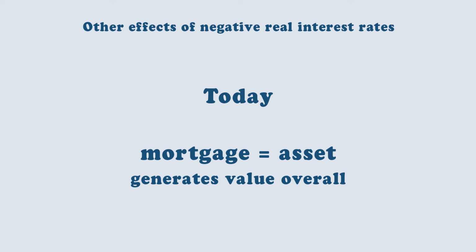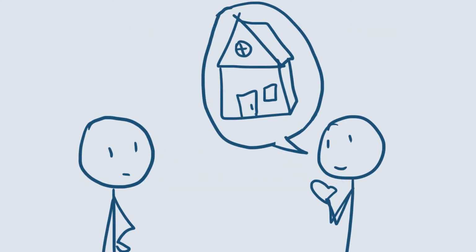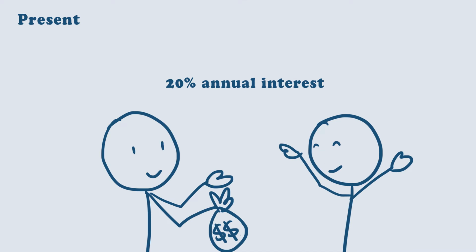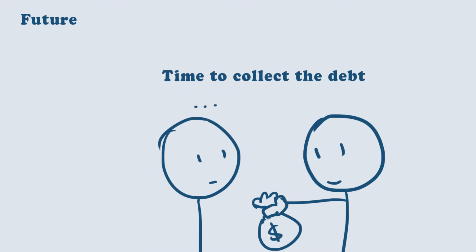To demonstrate how this works, pretend your friend wants to borrow money from you to buy a house. He'll pay you back a year from now and he'll pay you a 20% interest rate. You decide to lend him the money because a 20% return on your investment sounds pretty good to you. A year later, he pays you back the original principal amount plus 20% more as interest payment. All good. But here's the problem if real interest rates are negative.